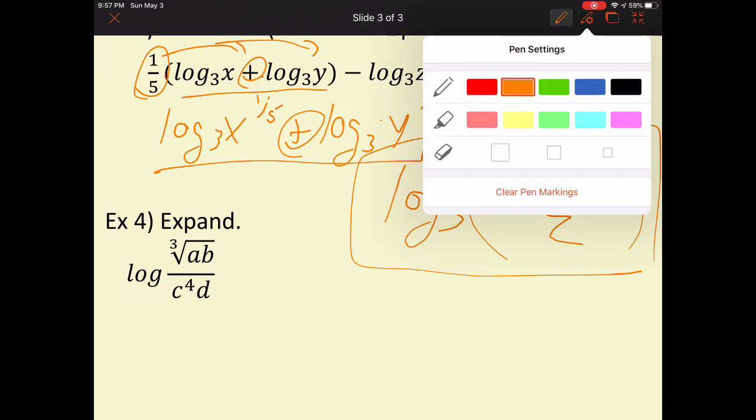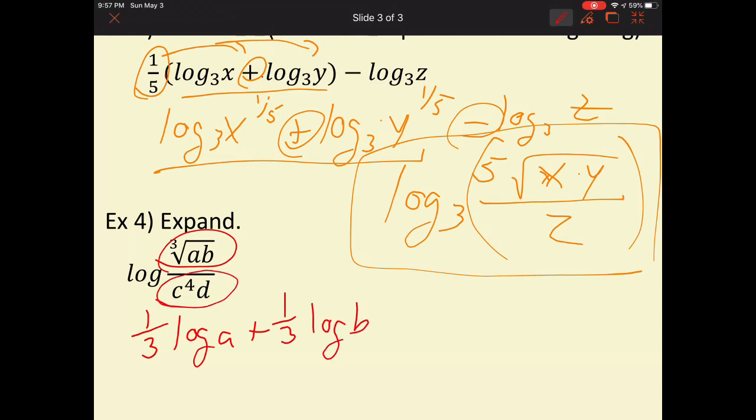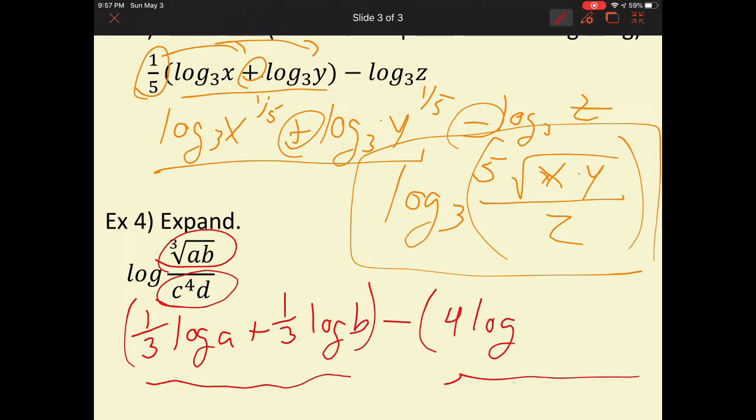Okay. All right. This is the last one for the day. Remember that if we're expanding this, that this cubed means 1/3. So that's 1/3 log of A plus 1/3 log of B. And then this is minus, right? It's underneath, minus. So I'm going to put these in parentheses to show that it's at the top. And then I'm going to put this other one in parentheses, even though this is just formality. It just makes it look better, so that you can see that this is the top and then this is going to be the bottom. So this is 4 log C plus log D. Ran out of room there.